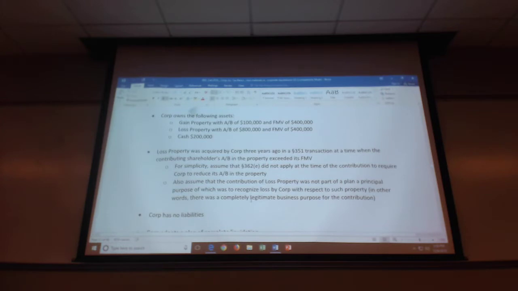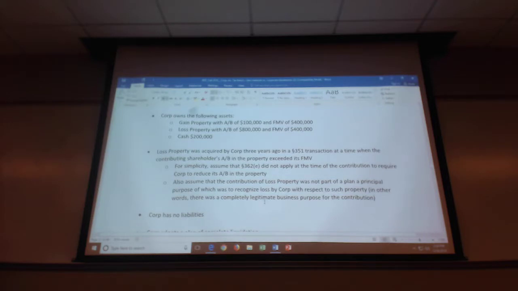But assume that there was otherwise a legitimate business purpose for the transaction. And I say that only because there's a separate loss disallowance rule where the evil intent is involved.